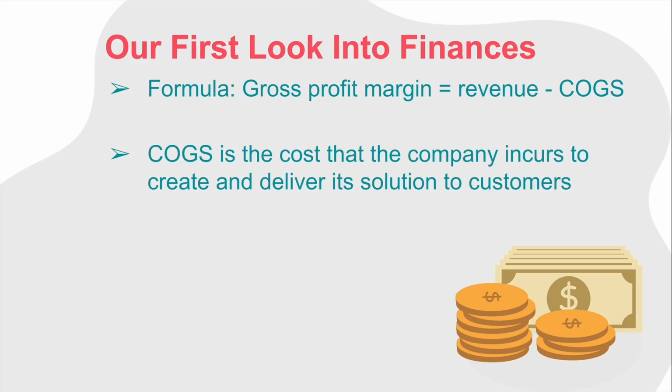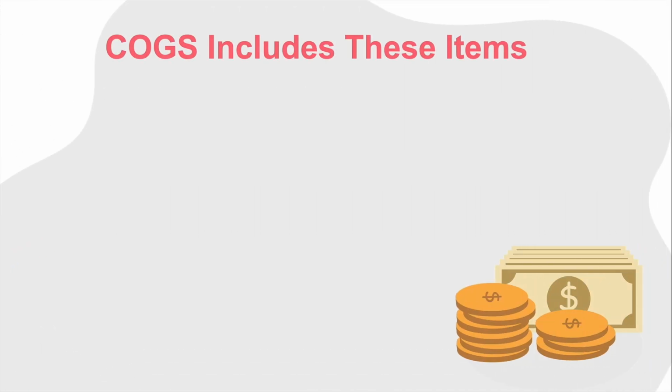Cost of goods sold is the cost that the company incurs to create and deliver its solution to customers. In our case with the t-shirts, the most obvious expense is to print and ship the t-shirt. For every shirt, there is that expense. Of course, different businesses have different expenses, so let's explore that a little more. COGS generally includes items like the cost of the actual t-shirt materials. Obviously, if you're selling software, there are no materials. But if you're selling physical goods, there are materials like the cotton from which the t-shirts are made.